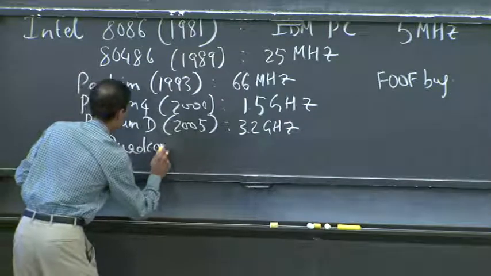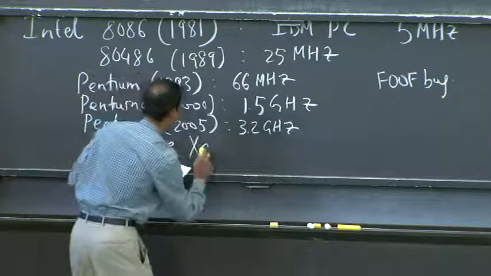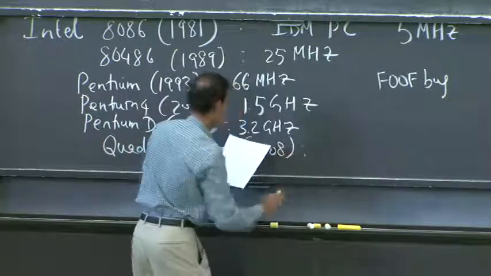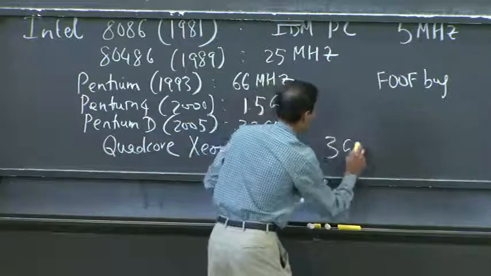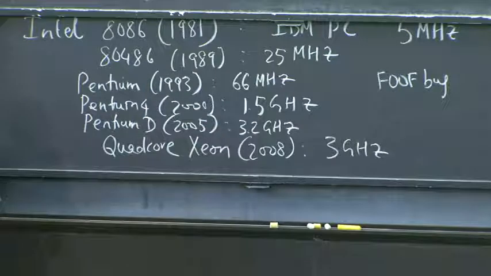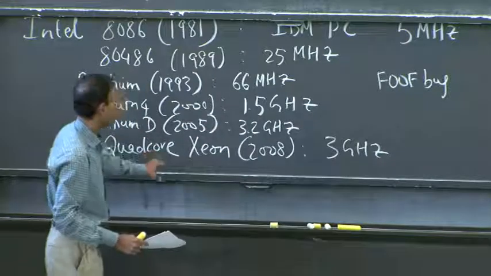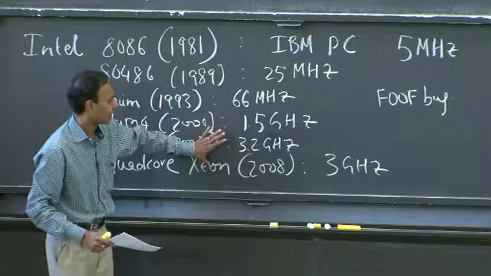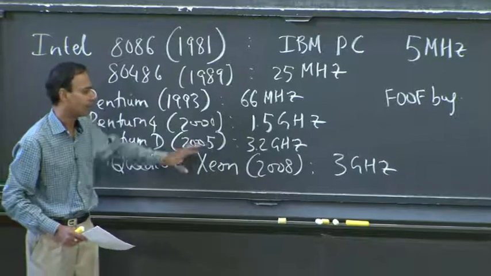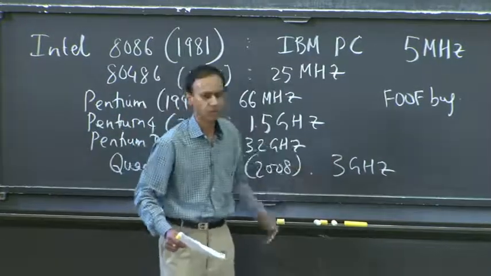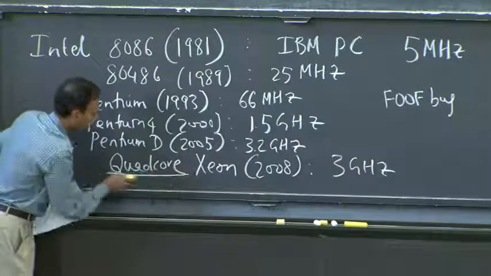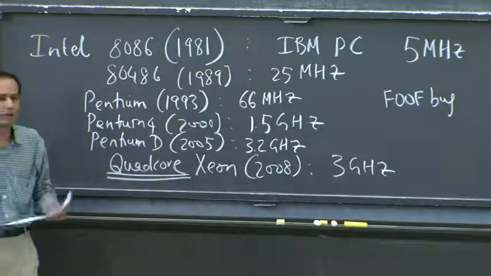And what you see now are things that correspond to multiple processors on a chip. So for example, the quad-core Xeon came out in 2008. You can still buy it. Only runs at 3 gigahertz, which is basically about the same as the Pentium D ran. Each of these has a range of frequencies. And beyond about 2005, the clock speed of processors that you can buy is kind of saturated at about 3 gigahertz. And the way you're getting performance is by putting multiple processors on the chip.